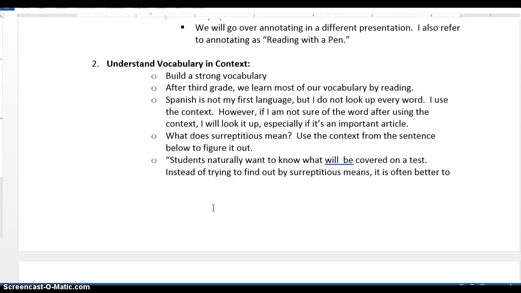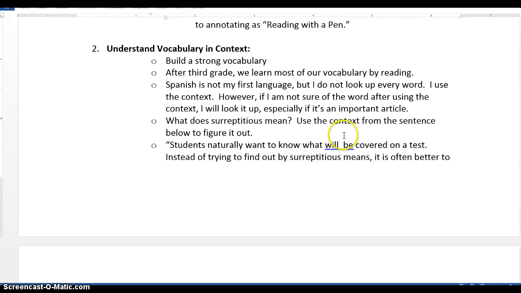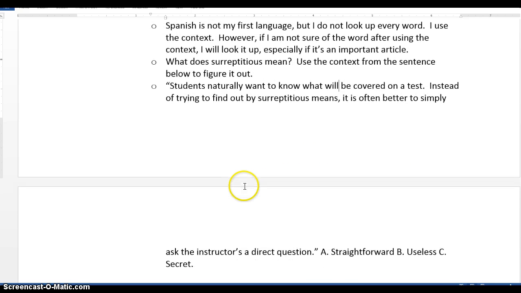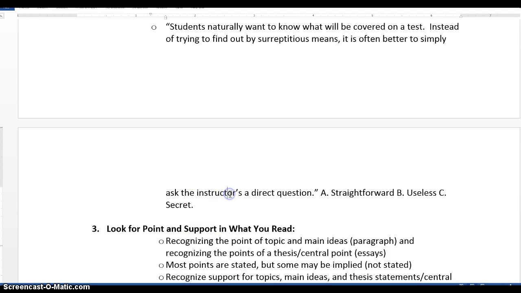Well, let's take a look at an example. We're going to give you some context in order to figure out what the word means. Here's our example. Students naturally want to know what will be covered on a test. Instead of trying to find out by surreptitious means, it is often better to simply ask the instructors a direct question. So after reading that context, the sentence, would you choose A, straightforward, B, useless, or C, secret? What do you think surreptitious means?